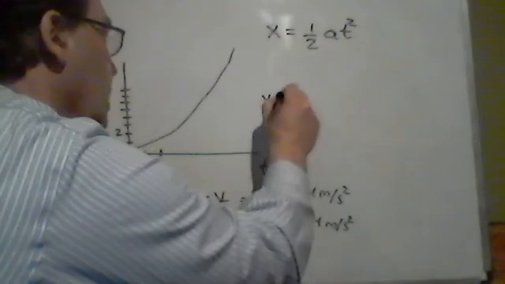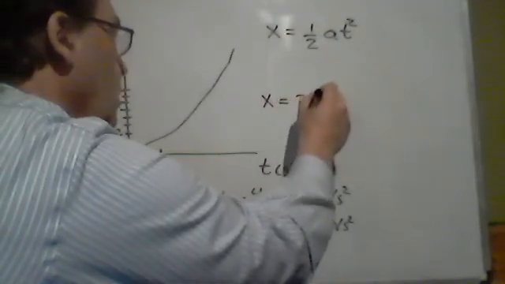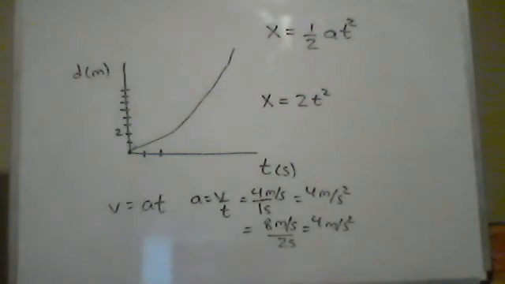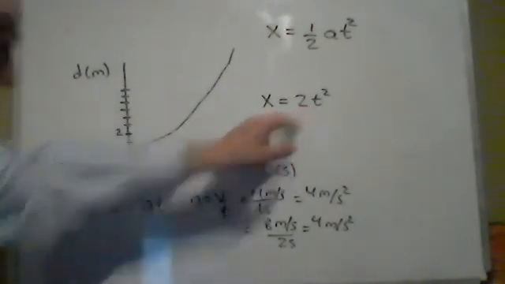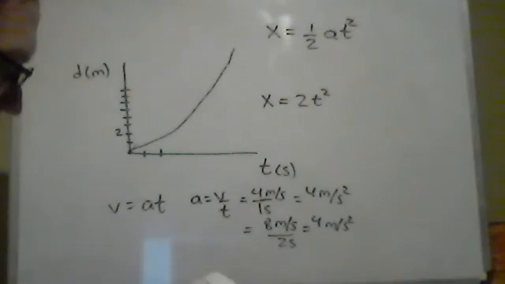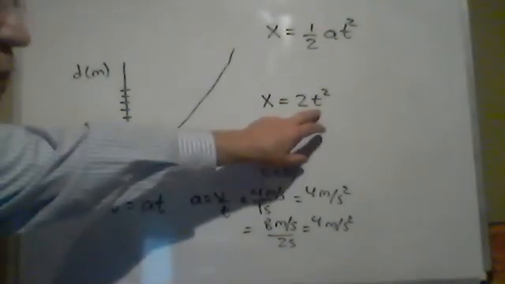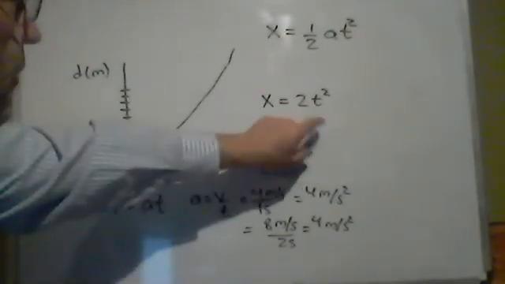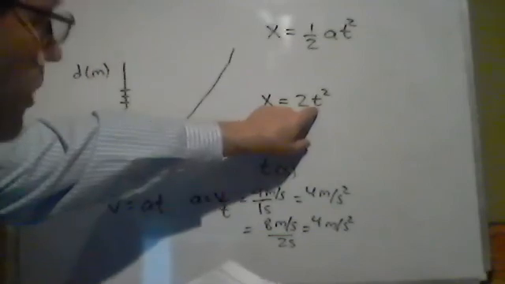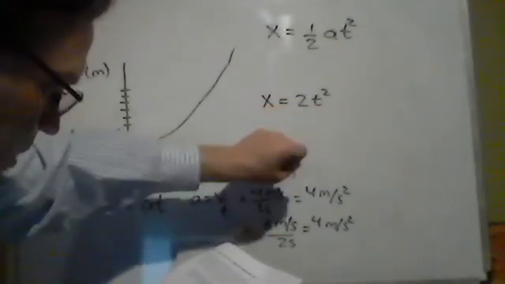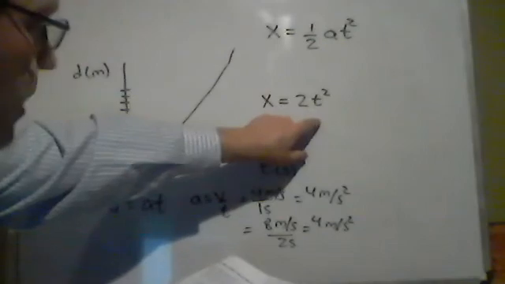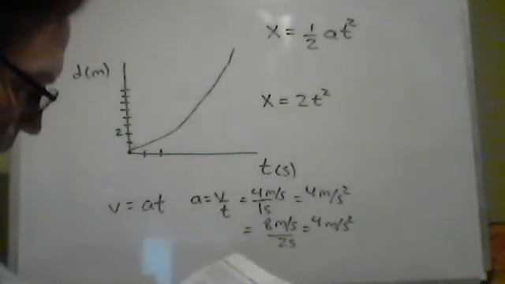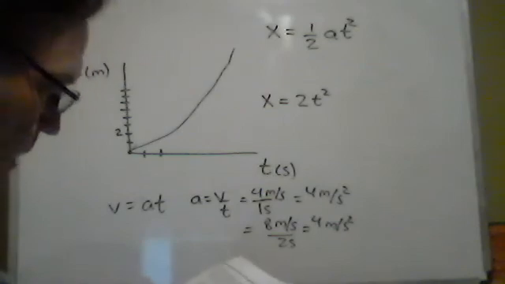It corresponds to the equation x equals 2t squared. If I take x equals 2t squared and look at the values, at t equals 1, I get 2. Yep, I sure do. At t equals 2, 2 squared is 4 times 2 is 8. Yep, that's right. At t equals 3, 3 squared is 9 times 2 is 18.